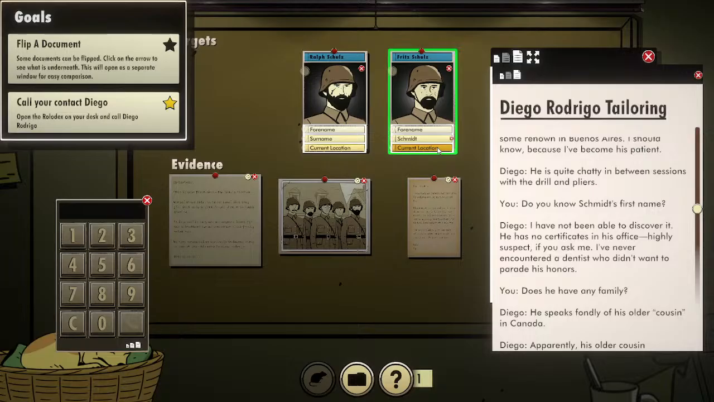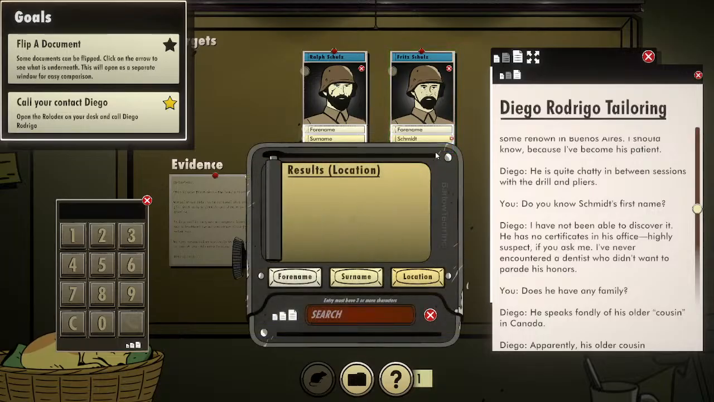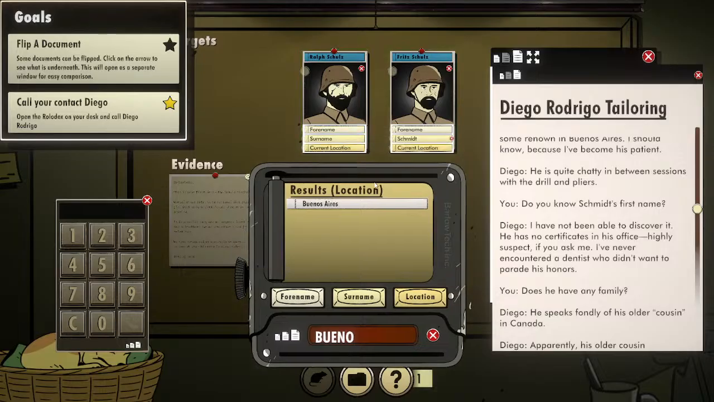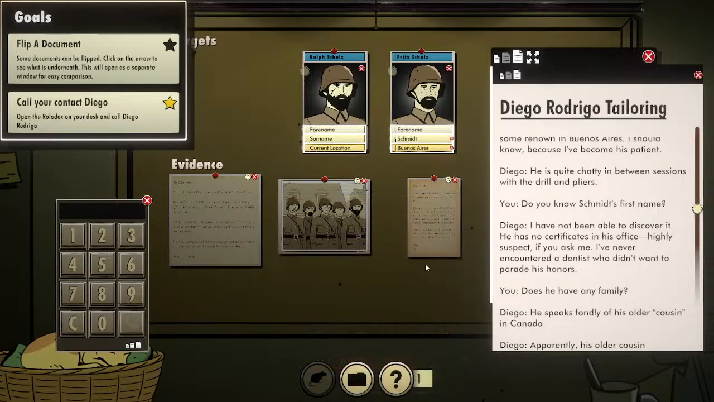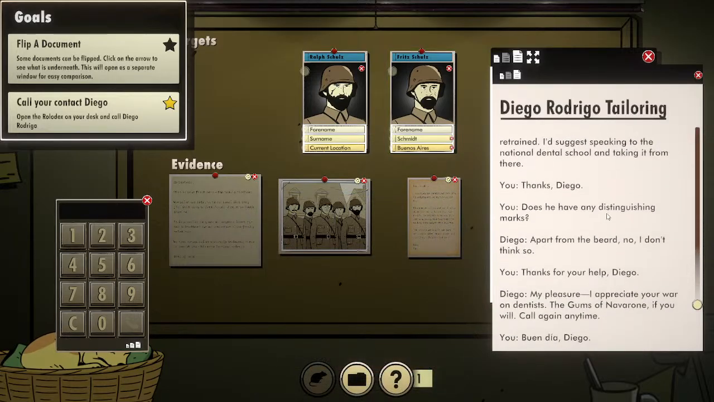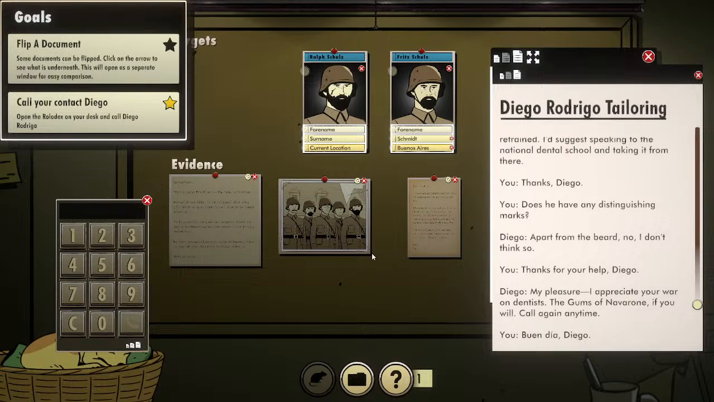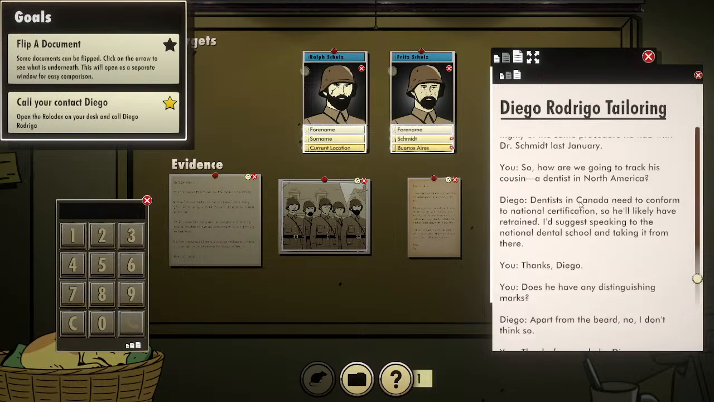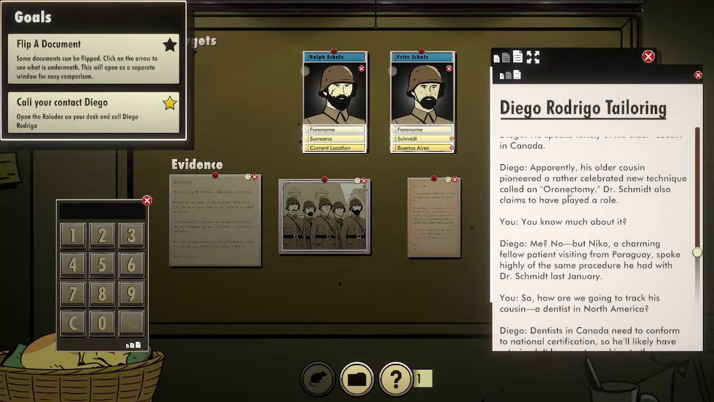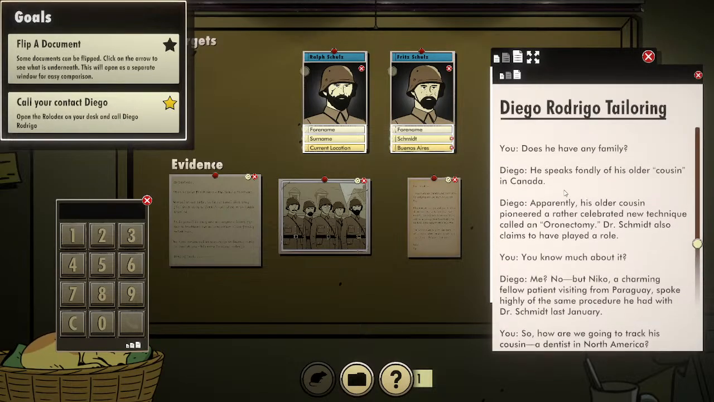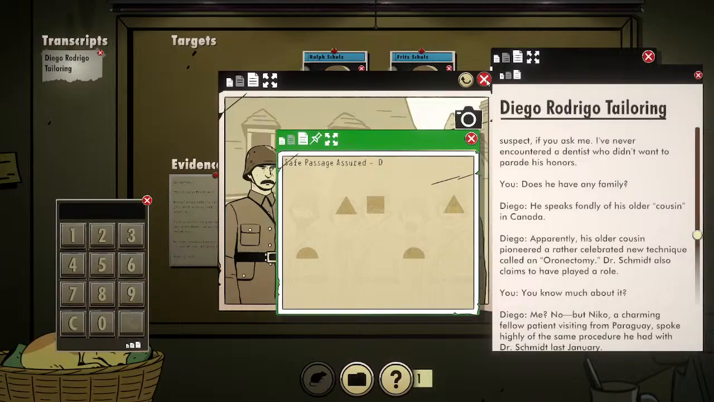And he's currently in Buenos Aires. And the other one, I think we know that he's in Canada, but we don't know where he is. So we don't know his first name. We don't know much of anything about him at the moment, right? Same procedure. His older cousin pioneered something else.